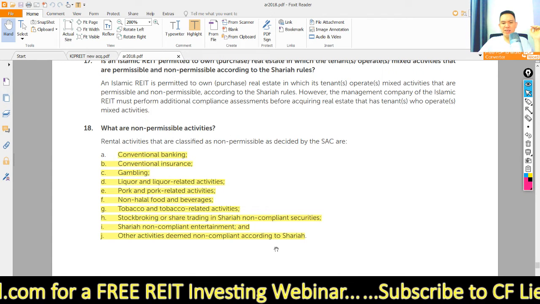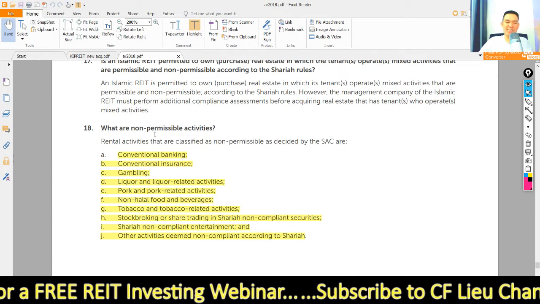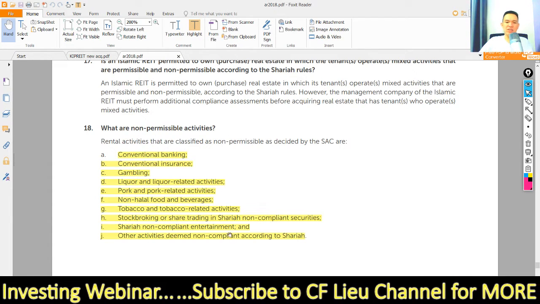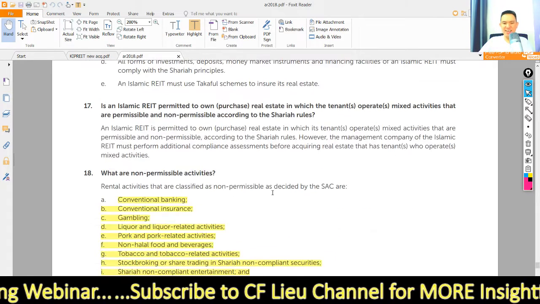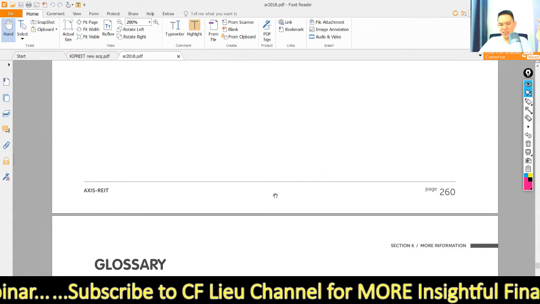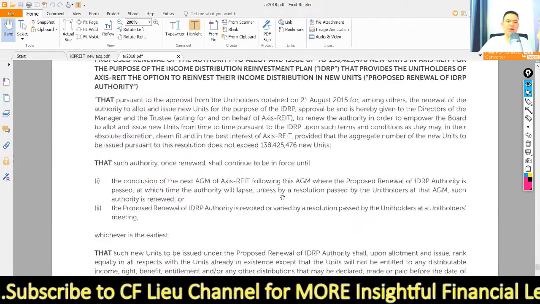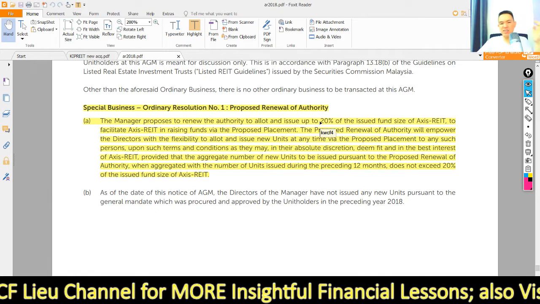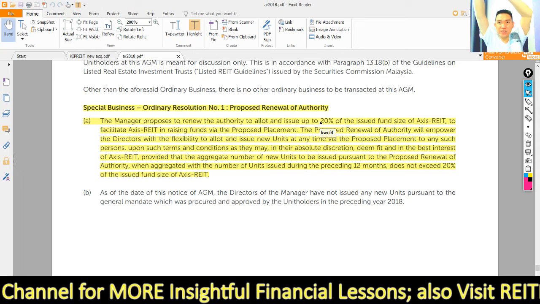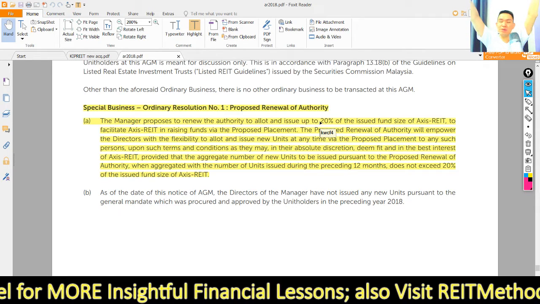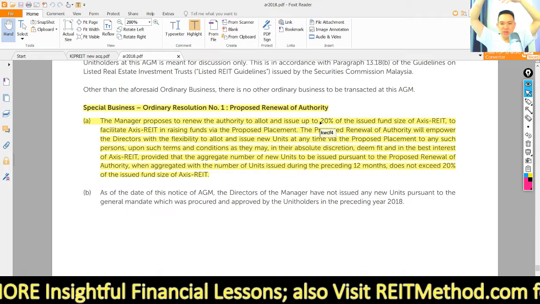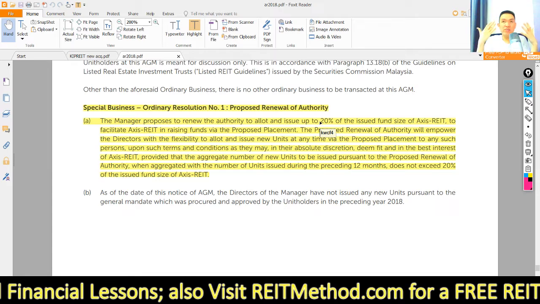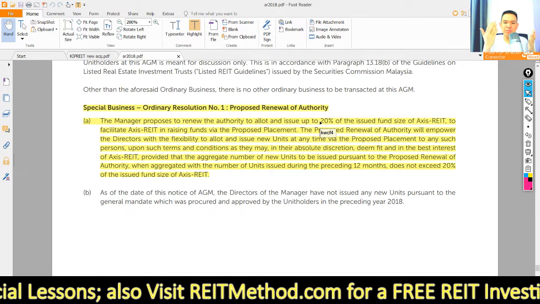This one has more detail about REITs. AXIS REIT is Shariah compliant. What are the non-permissible activities? Their properties cannot have this kind of activity, and if yes, then it must be below a certain percentage. What else? 286, I highlighted this. The authority says that this AXIS REIT sometimes does private placements, but the private placements cannot be more than 20%, meaning they are issuing new units, but retail investors mostly cannot participate in it.